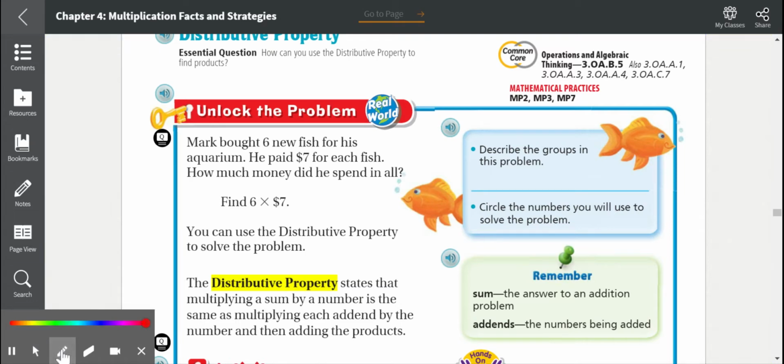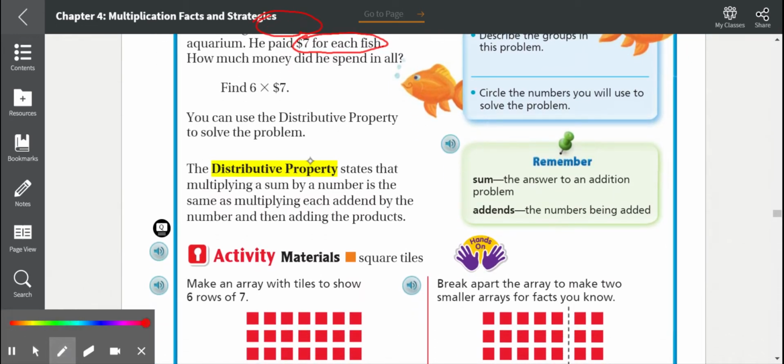Okay, so let's start with Mark. Mark bought 6 new fish for his aquarium. He paid $7 for each fish. How much money did he spend in all? So because he bought 6 new fish and he paid $7 for each fish, that's 6 times 7. So you can use the distributive property to solve the problem. The distributive property states that multiplying a sum by a number is the same as multiplying each addend by the number and then adding the products. So let's talk about what that means and looks like.